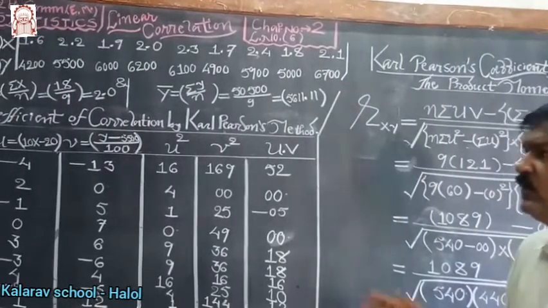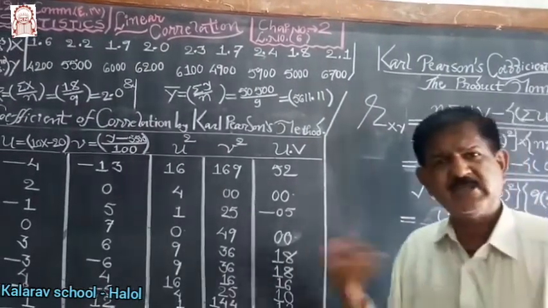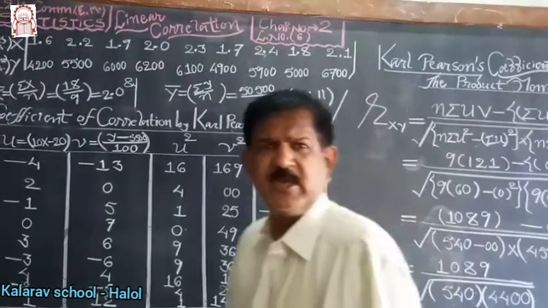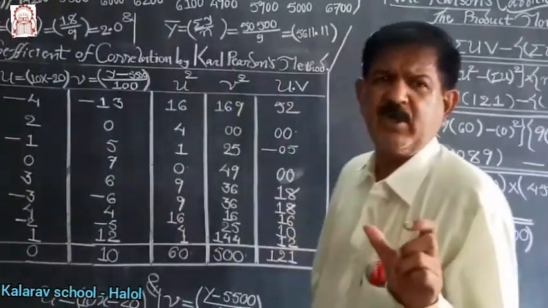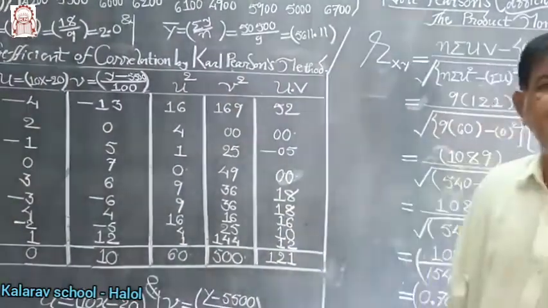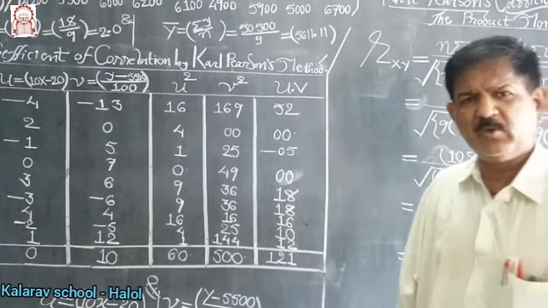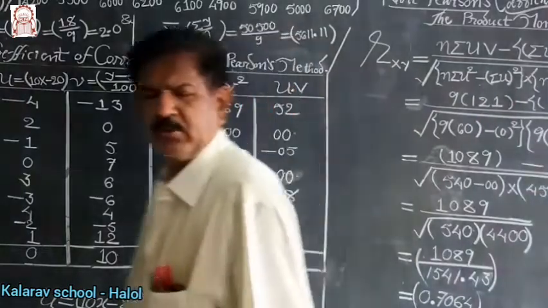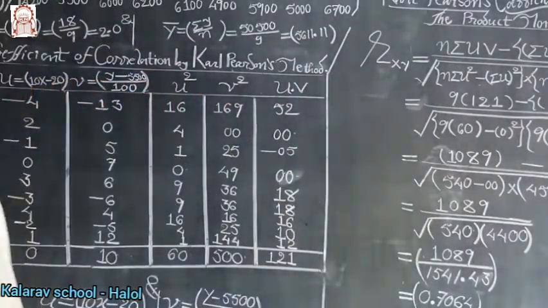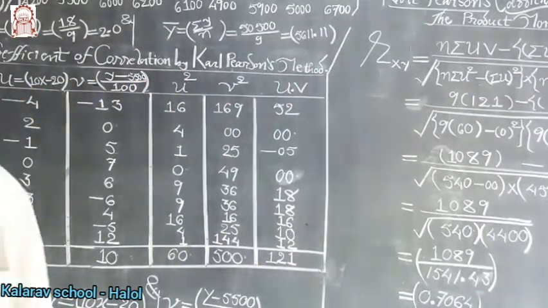So please practice, and in the next lecture we are going to see the last method, that is Spearman's method of coefficient of rank correlation. How to assign the rank, how to calculate the rank correlation coefficient, and how to interpret the answer, whether there is agreement or disagreement between the judgment of the two judges or not.